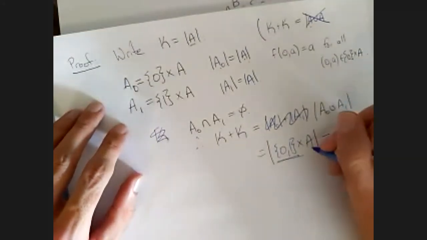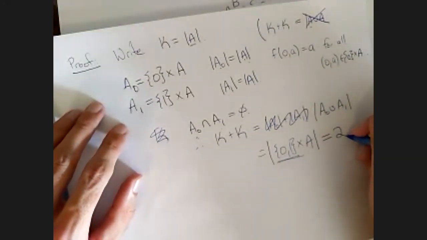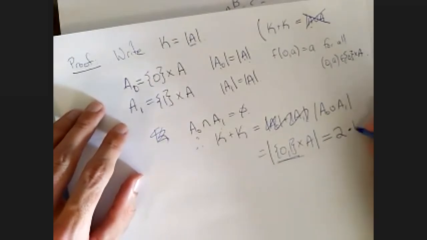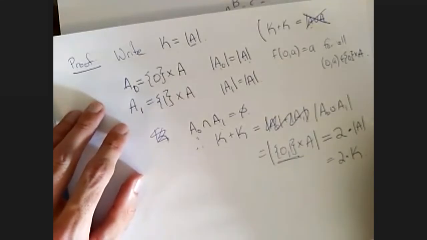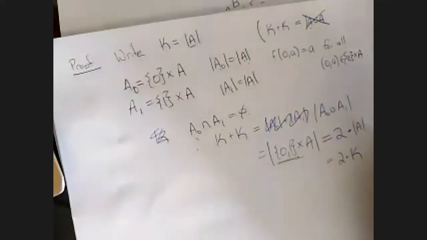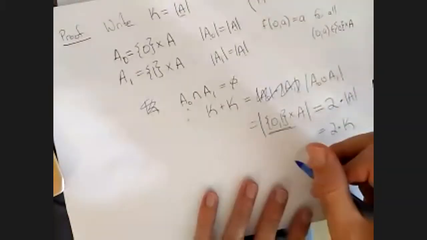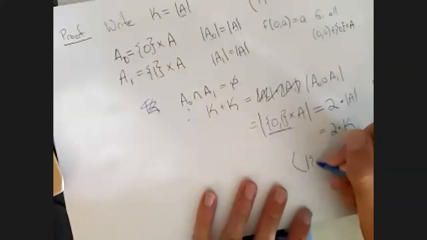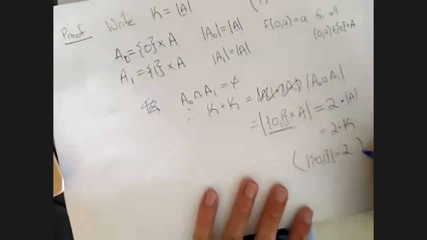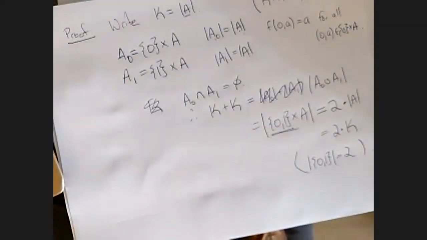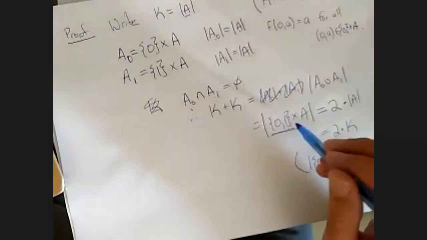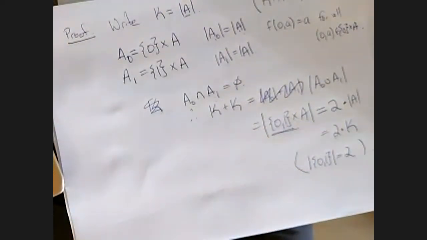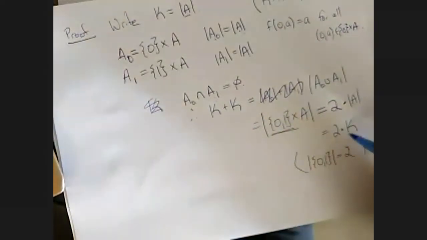So the definition of this Cartesian product is 2 times the size of A. In other words, this is just the definition of 2 times kappa, because we use the fact that {0, 1} has cardinality 2. To multiply two cardinal numbers, we just take the Cartesian product. So that shows that kappa plus kappa is 2 times kappa.